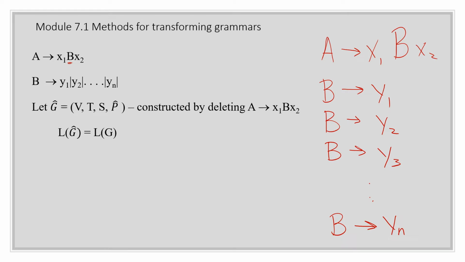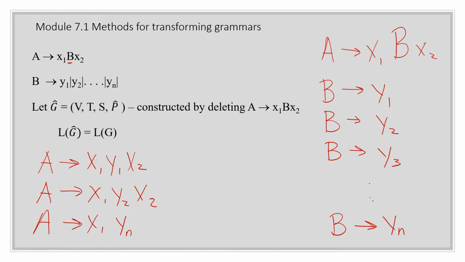The way that we would do that is we would change our A productions to be A to x1 y1 x2, A to x1 y2 x2, all the way to A to x1 yn x2, where of course the dots mean all of them in between. So now we have created a new grammar, which is the same grammar for the same language, only we have substituted in for all of the right-hand side productions that have a variable. We now have all right-hand side productions with terminal symbols.